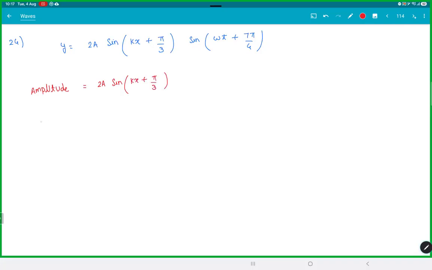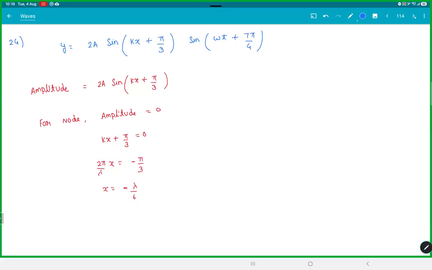What is a node? Node is a point where amplitude is 0. So take the simplest possible thing because it's only one loop. So kx plus pi by 3 must be 0. K is nothing but 2 pi by lambda. We get x is equal to minus lambda by 6. So the node is at x is equal to minus lambda by 6. That is one data point.